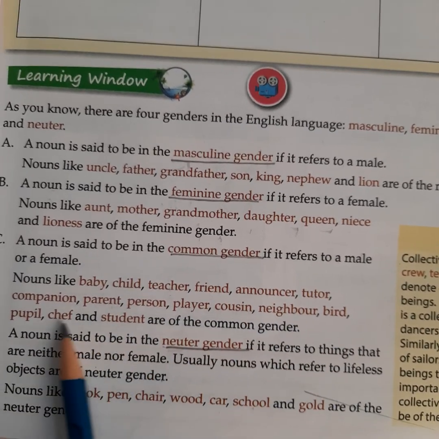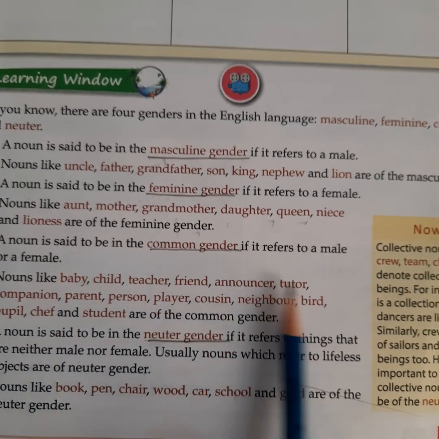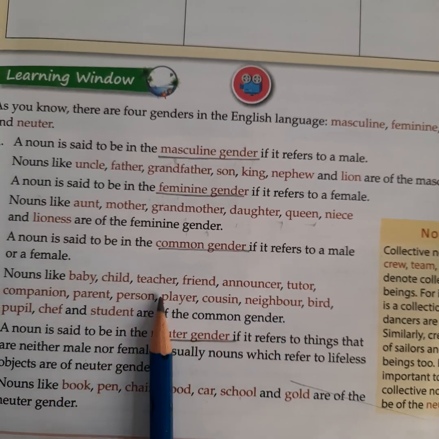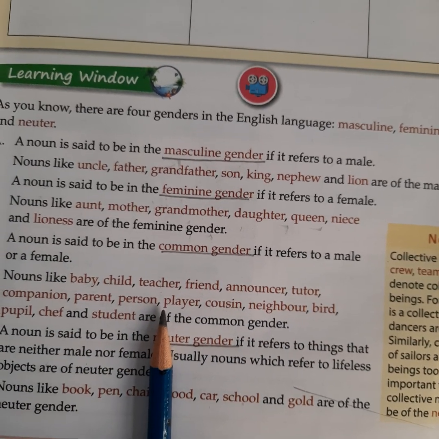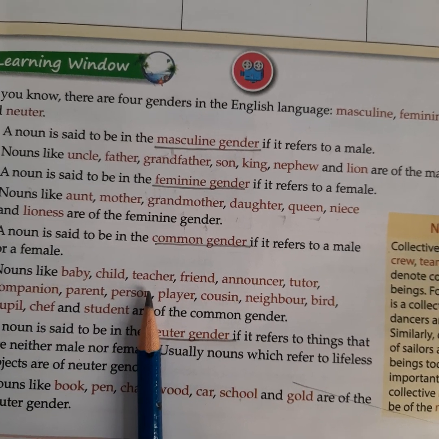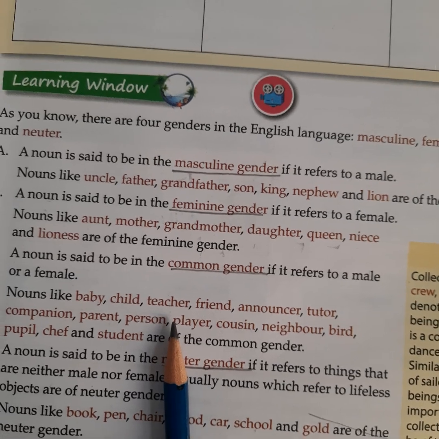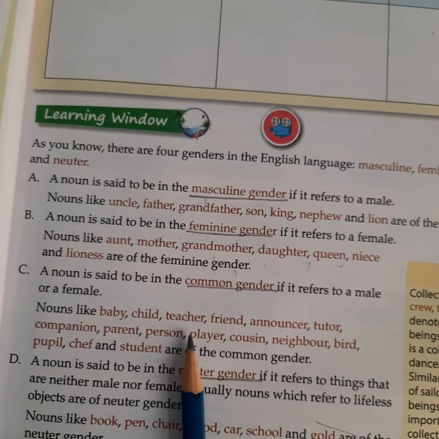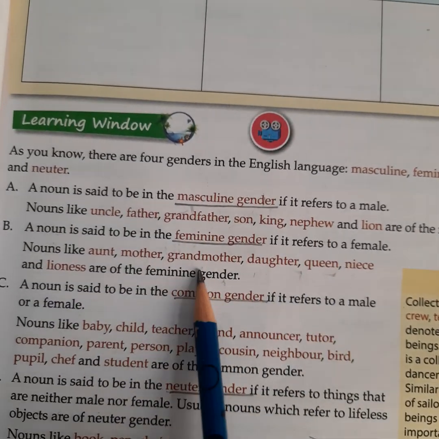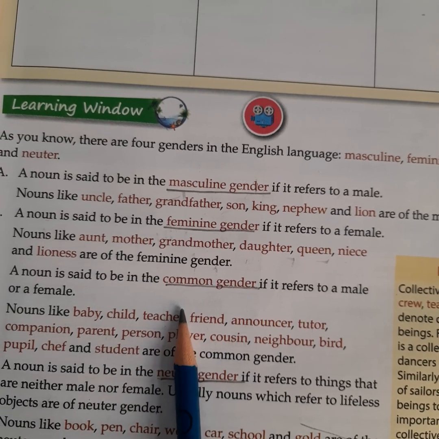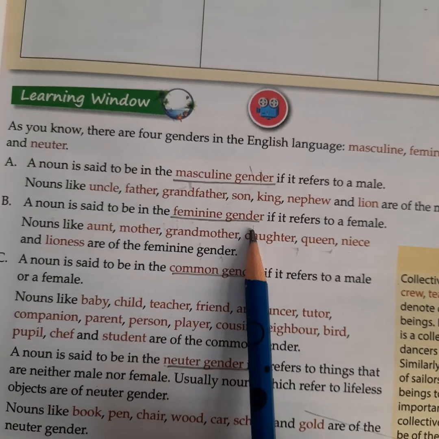So these all are the nouns which are common gender nouns and which can be used for the masculine as well as feminine gender nouns. That is why it's called a common gender noun, which is common for feminine and masculine gender nouns both. Okay, masculine is for males, feminine is for females, and common gender noun is used for masculine and feminine both.